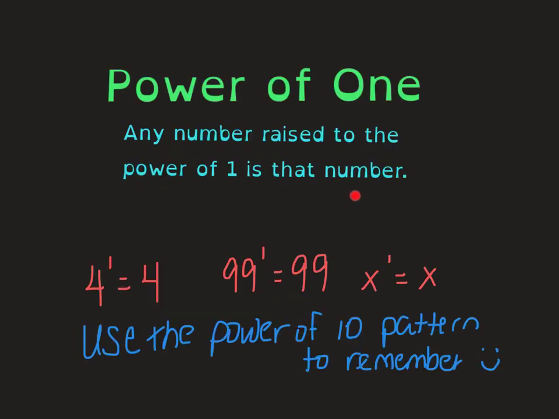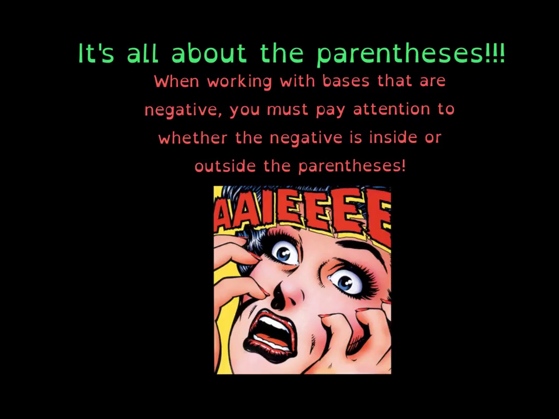And we just talked about that. Power of 1, any number raised to the power of 1 is that number, and you can see why in the power of 10 pattern that we just talked about. So we don't put the 1 there. You're supposed to just already know that it's there. So instead of just writing the variable x, if you wrote x to the 1st power, it looks kind of weird. So don't do that.